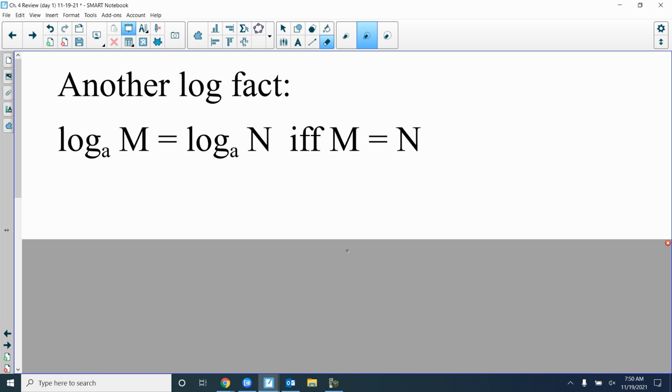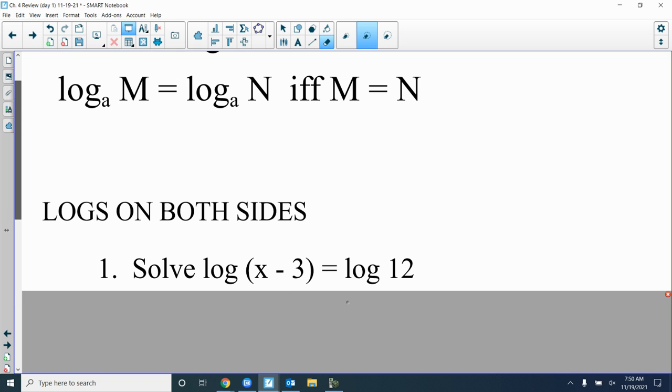We have a bunch of properties we use: the power property, the quotient property, the product property. This one's kind of common sense, but we still need to list it. It's going to come up in a second. If you have two logs with the same base and they're equal, then M has to equal N. I think that's common sense. Now, IFF is math terminology meaning if and only if, so that's not a typo. It means we can go either direction. This first one's pretty straightforward.